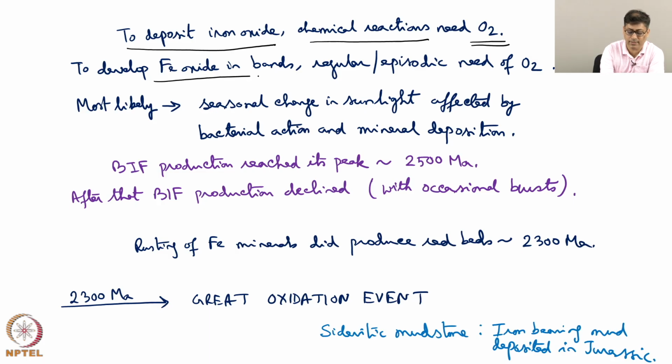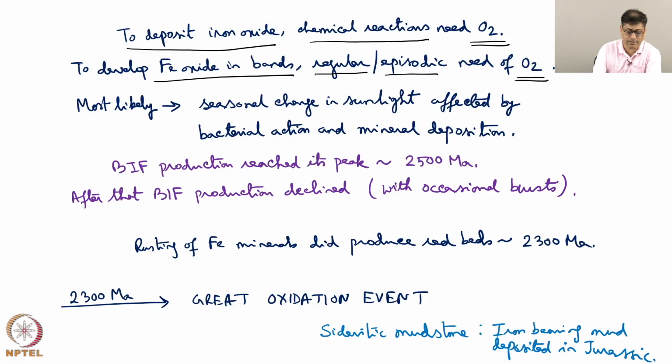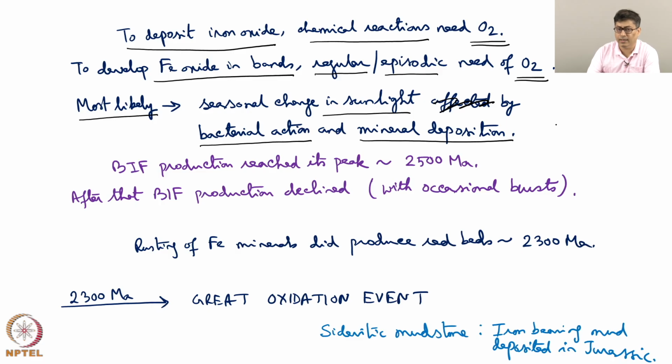So, to develop iron oxide in bands in banded iron formation which happened in the past, we need either regular or episodic oxygen influx. If there is episodic oxygen influx, then there will be episodic layers of iron oxides. So, what is the most likely hypothesis at present? There was seasonal change in sunlight, and along with bacterial action and mineral deposition, layer after layer, alternately iron oxide was deposited. So, at present we have an oxic atmosphere. Plants developed over geological time, and the anoxic atmosphere altered to an oxic atmosphere where oxygen came into existence.